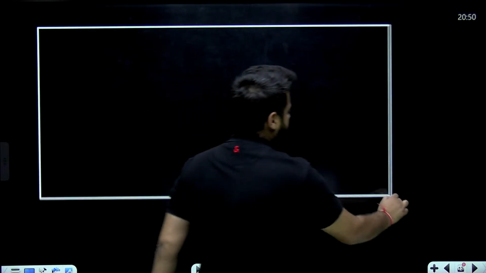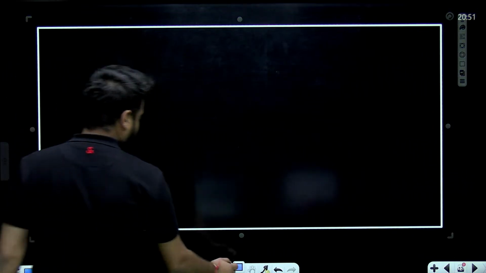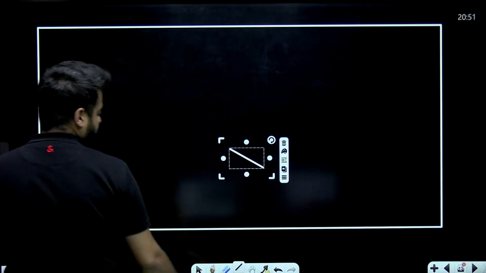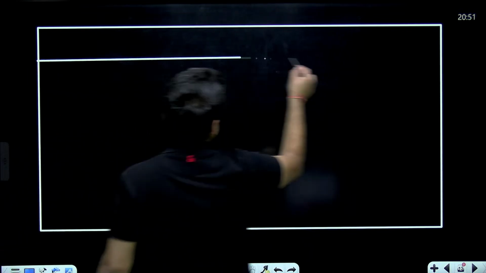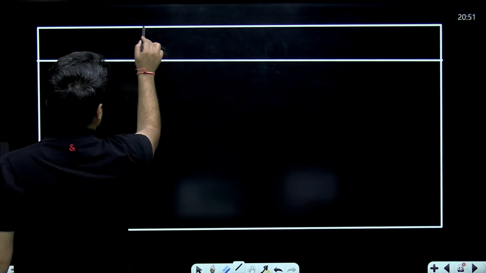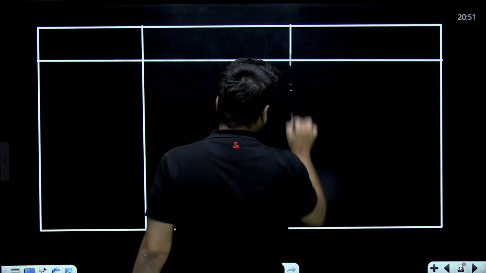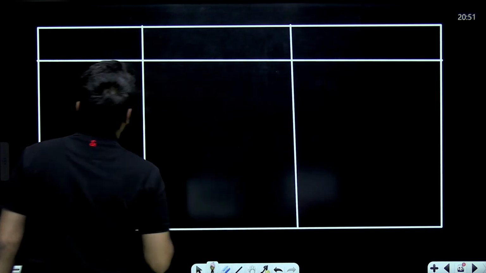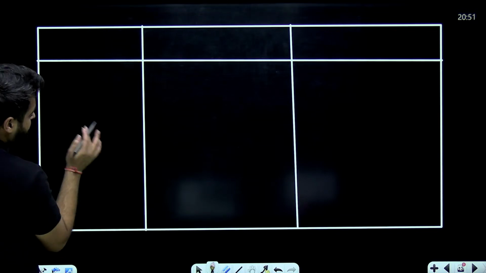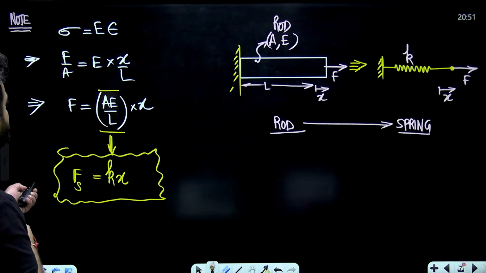So in short, completely, I studied about 3 types of stress. What are the 3 types and how are they related to each other? I also studied about 3 constants. I studied about 3 constants and 3 types of stress. What are the 3 types of constants I studied?